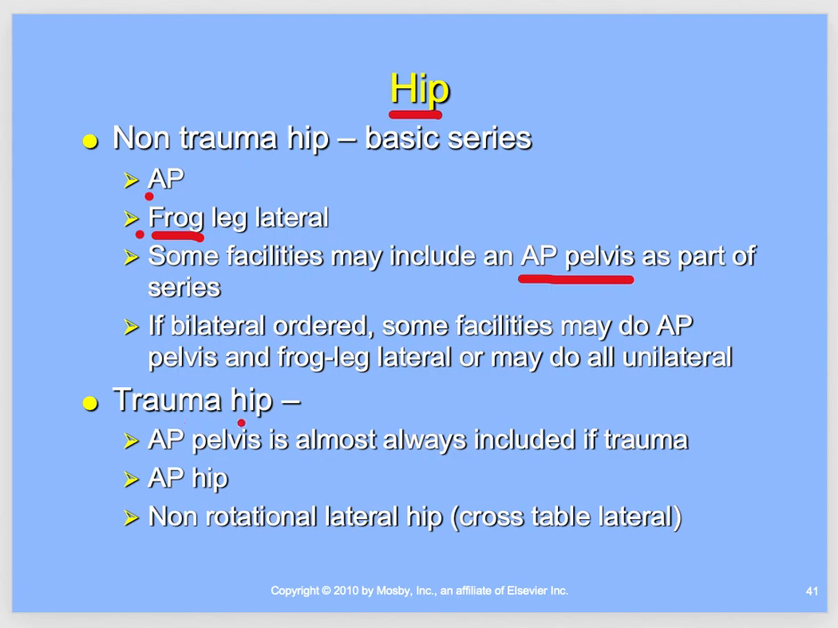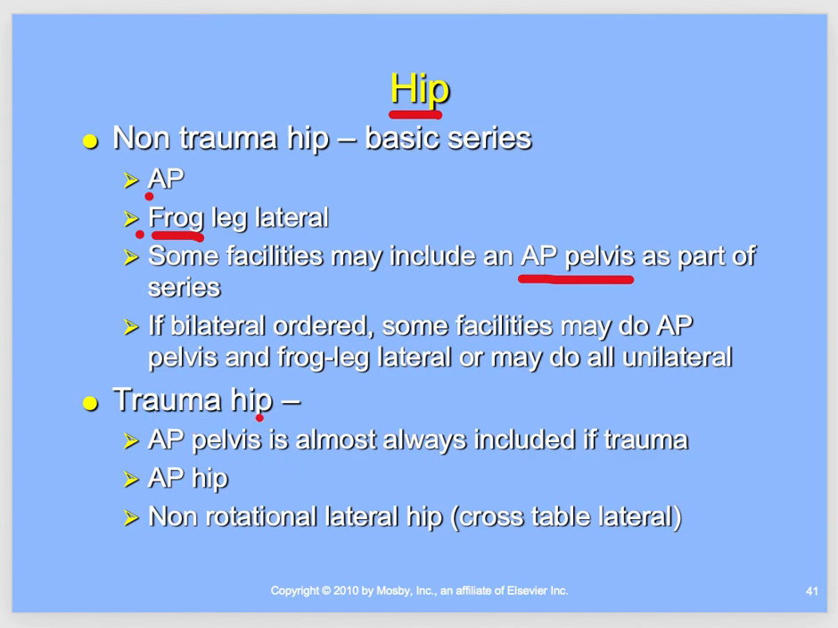So now we move to the trauma hip, which is an AP pelvis, is almost always included in a trauma. That's where they start to begin with. Trauma pelvis, so you're going to do the pelvis, no rotation of the legs, and then you're going to do a hip, and then non-rotational lateral hip, cross table lateral. So the affected hip after the AP, then you're going to do a cross table hip.